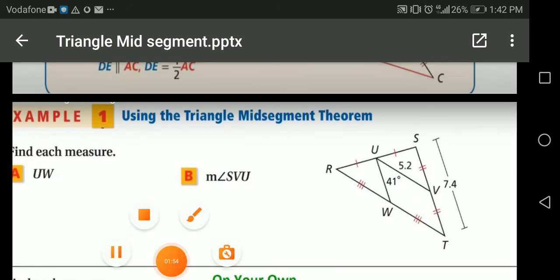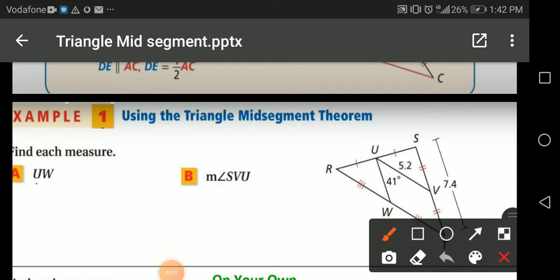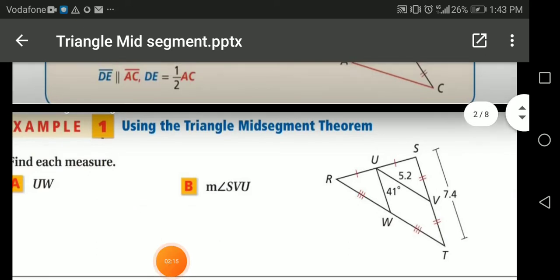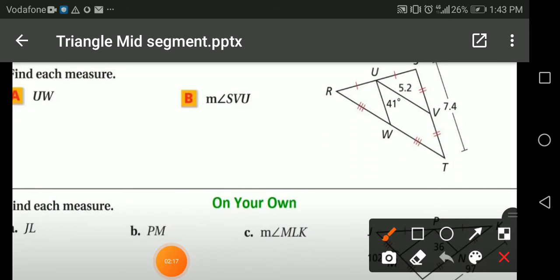If he asks us to find the measure of UW, where is UW here? Let's see. Given that we have midpoints here, why? Because we have a lot of congruent segments. I want to mark this congruent: RW congruent to WT, so W is a midpoint. Also this applies for this one: V is a midpoint because VT is congruent to VS, and U is a midpoint because you also have two congruent segments.